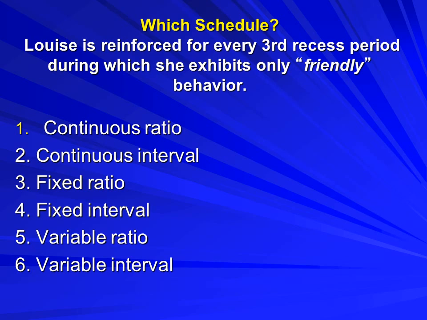In this situation, we are going to reinforce Louise for every third recess period during which she exhibits only friendly behavior. And we've discussed this with her ahead of time, so she knows what comprises being friendly versus unfriendly or showing bullying behavior or chastisement behavior. So let's see, every third recess period. Well, the recess periods are the same length of time. We're talking about time again, the passage of time. And the recess periods always being the same. Yes, again, number 4, fixed interval.